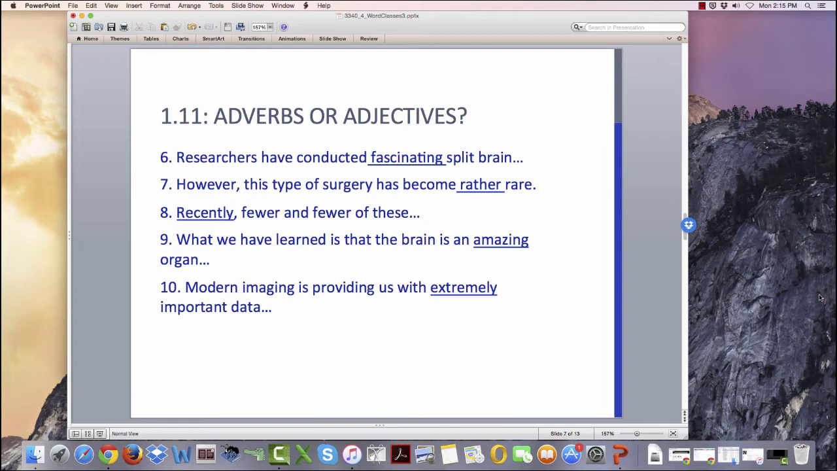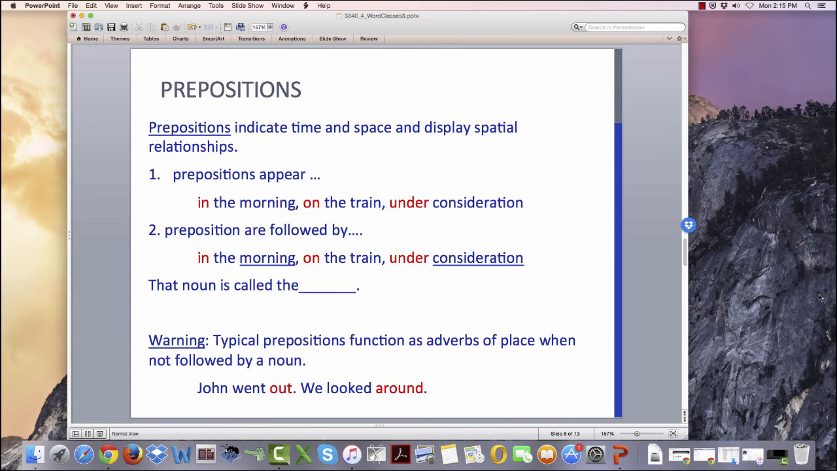Okay, so here we can work backwards. We have data, which is a noun. Well, what kind of data is it? Important. So important is an adjective modifying data. Extremely, then, is an adverb modifying the adjective important.